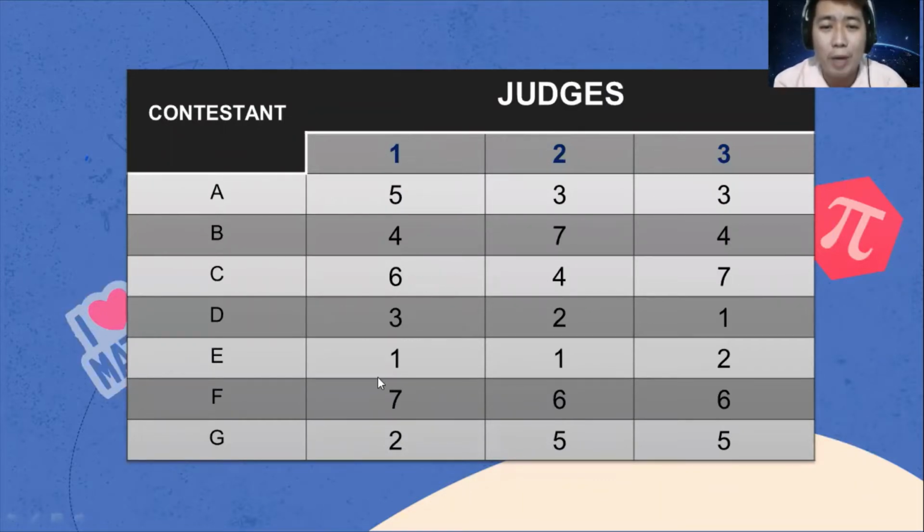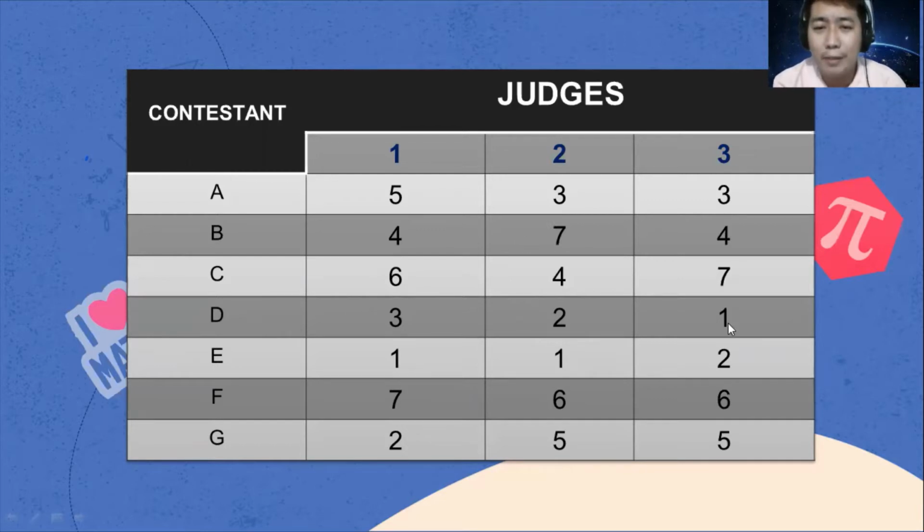For judge number 1, the first is contestant E, second is contestant G, third is contestant D, fourth is contestant B, and fifth is contestant A. Then 6th is contestant C, 7th is contestant F. For judge number 2, the first is E, then D is the second, A is the third, C is the fourth, G is the fifth, F is sixth, then B is seventh.